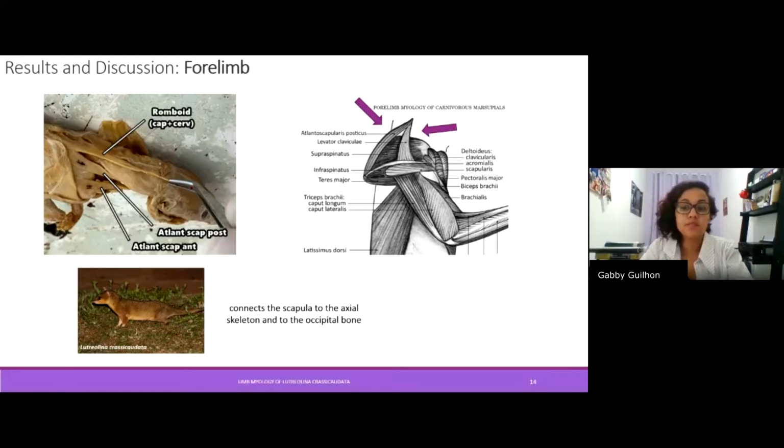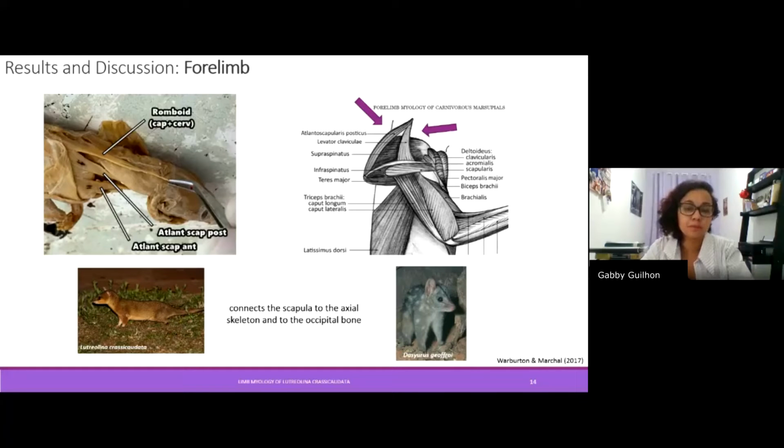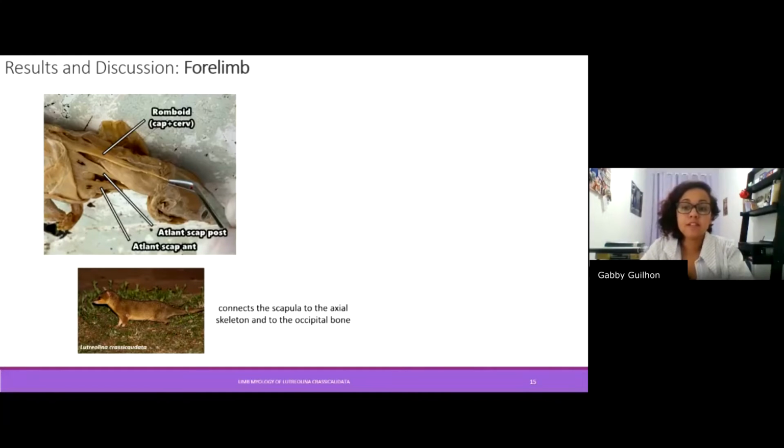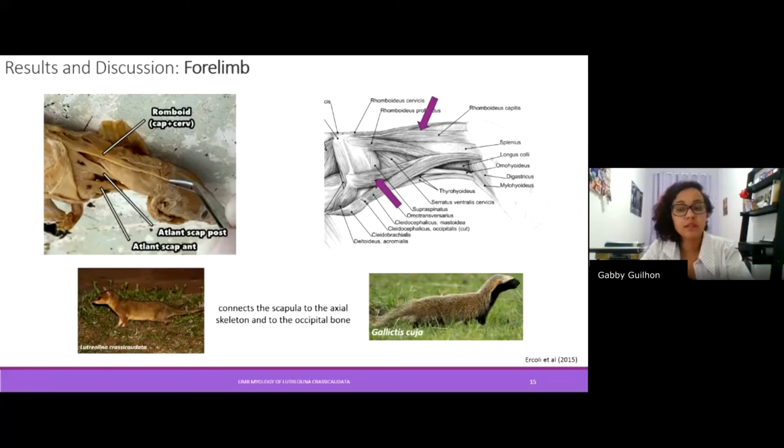Here we see that this feature is shared between Lutreolina and Dasyurus, the carnivorous Australian marsupial. The same feature is also shared with eutherian mammals of Mephitidae and Mustelidae, in this case the weasel-like mustelid Galictis, in which these muscles are also named omotransversarius. Together, these muscles are very efficient to advance and rotate the scapula in the parasagittal plane and laterally flex the neck. This also shows how nice convergent evolution works, because they are two similar species with a very distant phylogenetic relation.